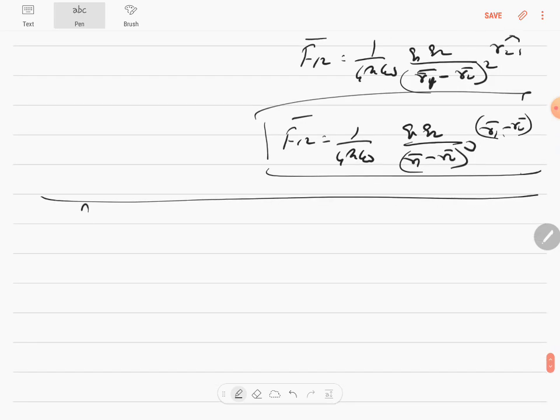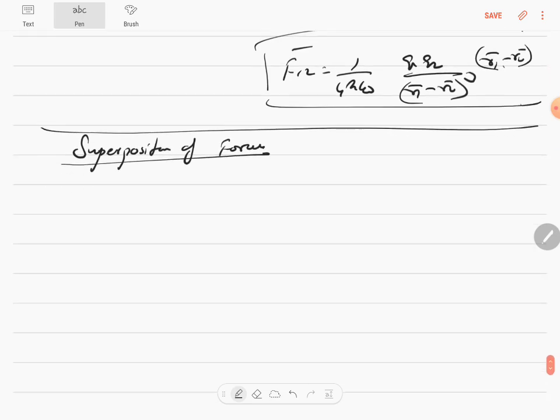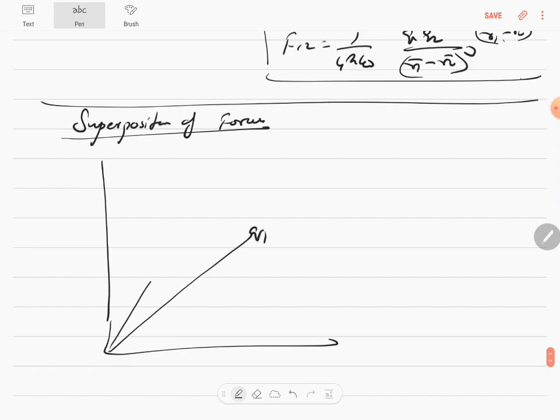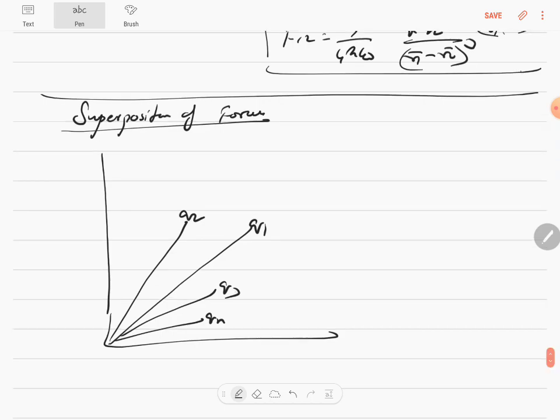superposition of forces. Supposing there are many particles, a number of particles, not just two. You have particles Q1, Q2, Q3, up to Qn, and so on, many particles. Each one will exert a force on each other.